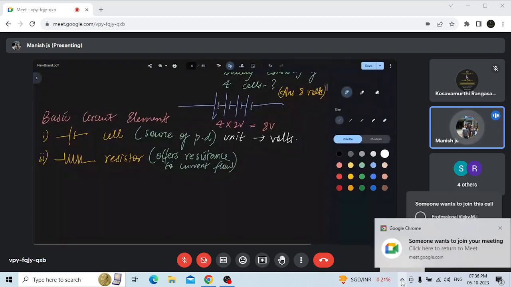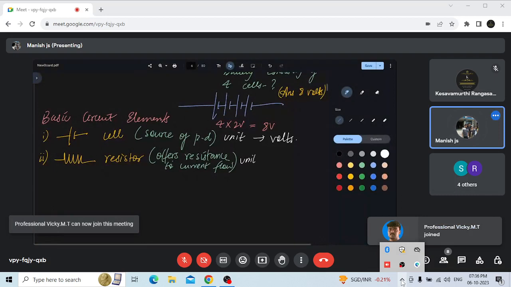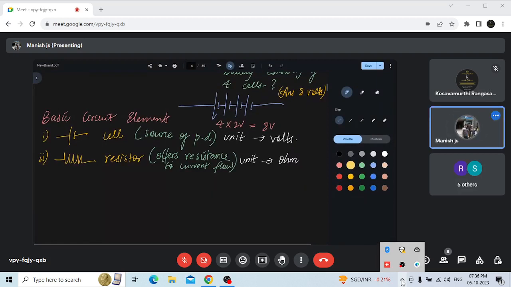And what is the unit of resistance? Anybody? Ohms. Yeah, it is called ohm. The symbol for ohm is this. The symbol for volt is this, V. Ohm is this inverted U symbol, and V I have written on the top. So this is the second component that you will have to know.